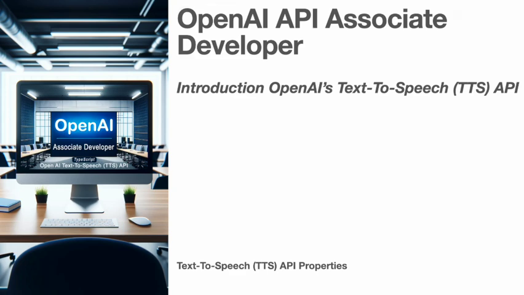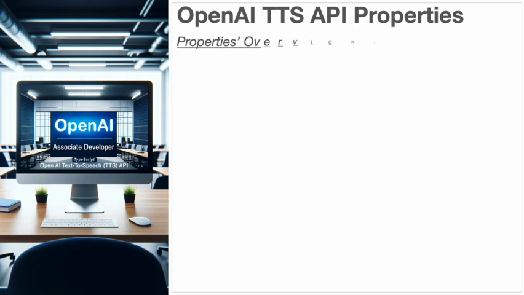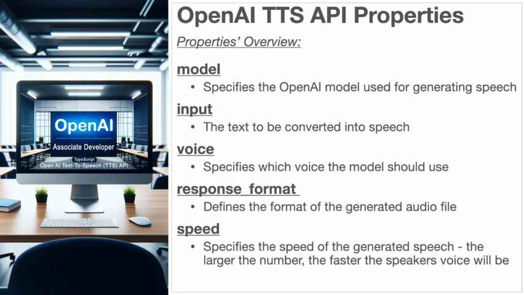Here's an overview of the OpenAI TTS configuration properties. Model specifies the OpenAI model used for generating speech. Input, the text to be converted into speech. Voice specifies which voice the model should use. Response format defines the format of the generated audio file. And speed specifies the speed of the generated speech. The larger the number, the faster the speaker's voice will be. To get started, let's dive into each of these configuration properties to better understand how they work.